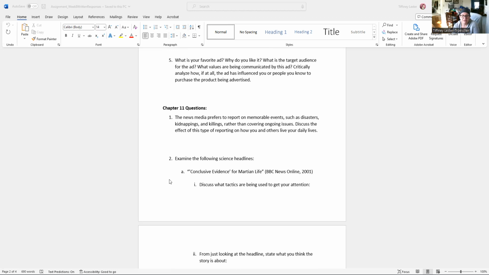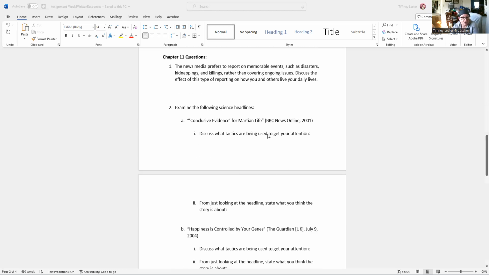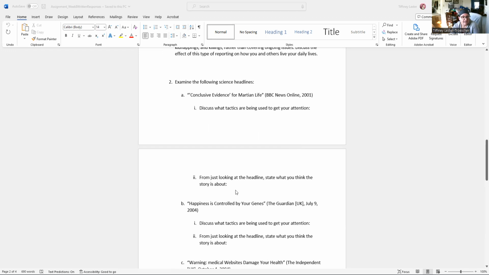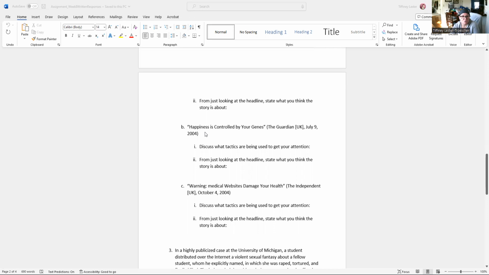Number 2, examine the following headlines. So our first headline is conclusive evidence for Martian life. Discuss what tactics are being used to get your attention. And from just looking at the headline, state what you think the story is about, just based on the headline. And then we've got happiness is controlled by your genes. So again, discuss what tactics are being used to get your attention. And just by looking at the headline, what do you think the story is about?